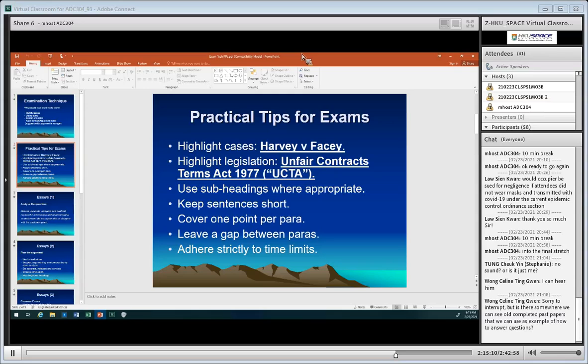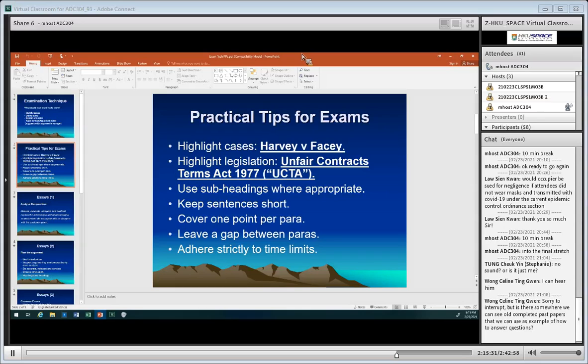So if you're in an examination, by the way, where you obviously won't, not yet anyway, be using a computer, then in an examination, always underline. This is why I've underlined what's on the screen here. Underline your cases or legislation, because that will highlight them as well.